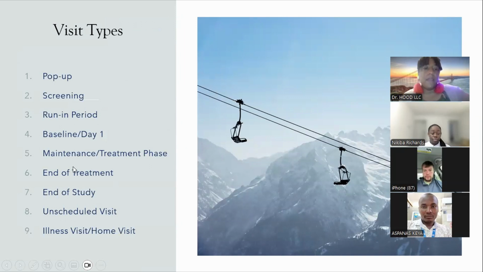Then we have what's called the maintenance and treatment phase. These are the visits after the baseline visit, and they are predetermined by the protocol. They might be every 2 weeks for the first few visits, and then every month, every 3 months, and every 6 months. However the study is designed, it's the period in which the subject is going to be taking an investigational drug. Then you have an end of treatment, an end of study, the unscheduled visit, and the illness or home visit.